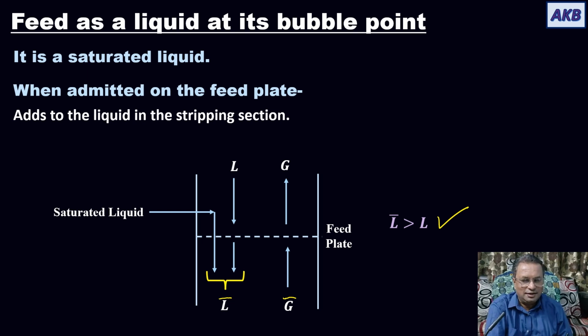Why it is so, you can easily understand from the schematic diagram. Whereas as far as the vapor flow is concerned, vapor flow in the stripping section is equal to vapor flow in the rectifying section. This is true when the feed to the column is a liquid at its bubble point, or a saturated liquid. Okay, so let us move ahead.